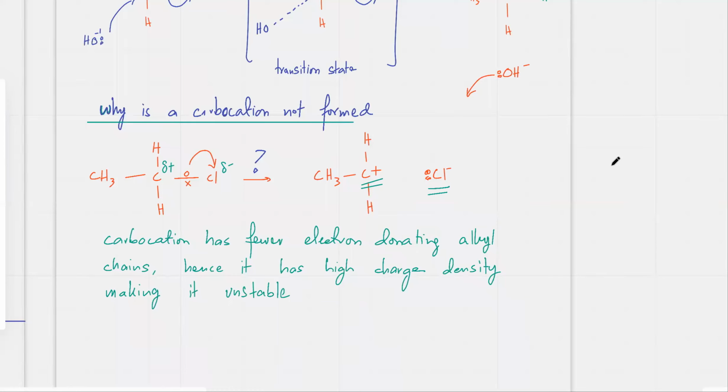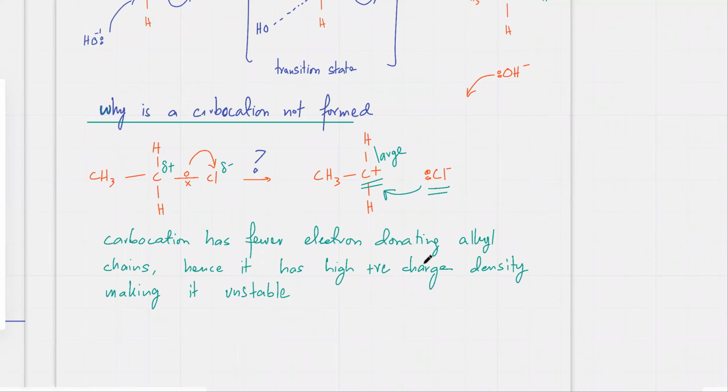Yep. So the carbocation is probably not going to form because it's got a large positive charge. And the Cl would immediately get attracted back again. So it's very hard for the Cl to actually leave, which is why a carbocation is not formed. Because it's got fewer electron donating alkyl chains, it's got high positive charge density, making it very unstable.